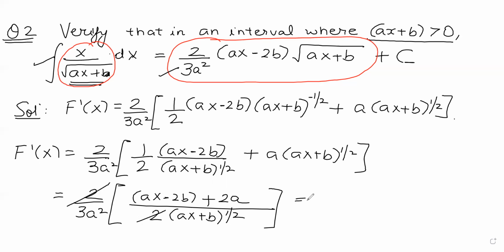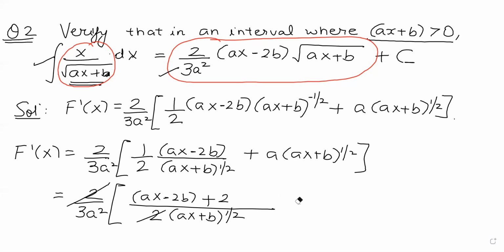In the numerator, let's see, what do we get? Excuse me, sir. Yeah, ask your doubt, please. Sir, over here, it's ax plus b after taking LCM. It's ax plus b to the power 1, because we'll multiply it with that side. Yeah, exactly. So I'm correcting that.